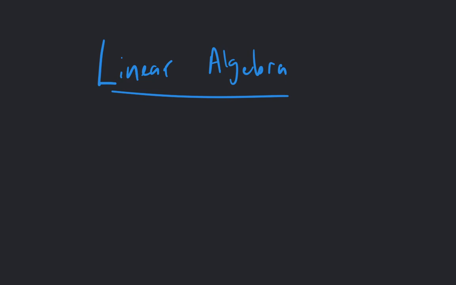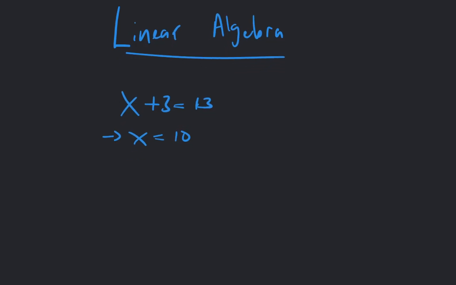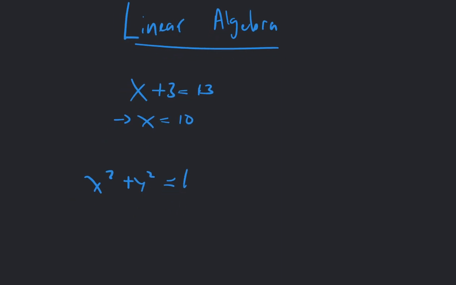In algebra, we are given some equation and we're solving for the unknown. Here we just subtract 3 when we arrive at the constant. Sometimes algebra gives us nonlinear equations, which isn't going to be the topic here. We don't really care about these.